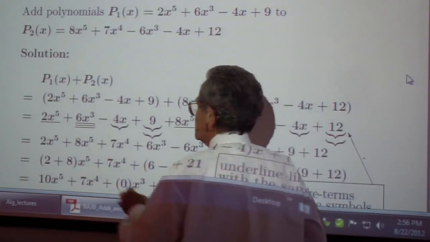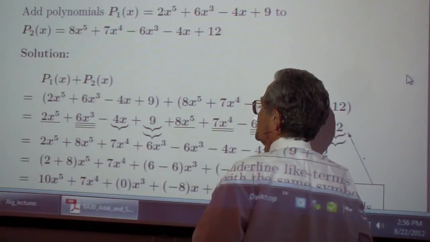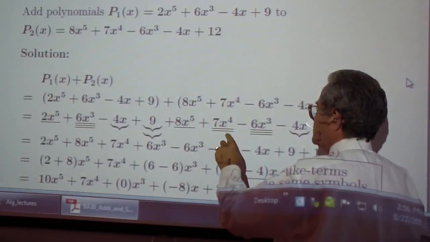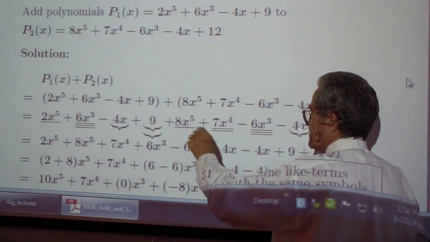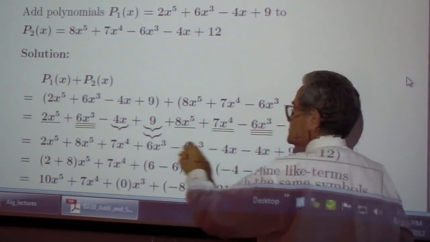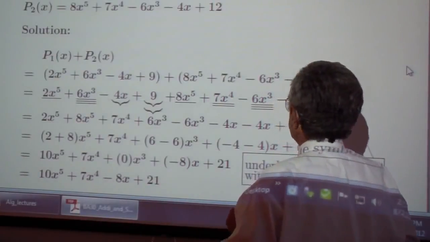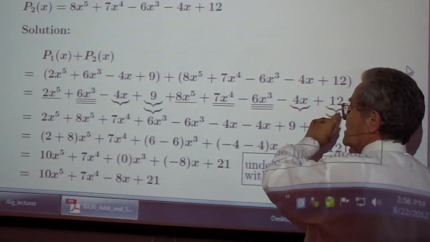We underline x to the 5 here and x to the 5 here with the same symbol. We underline x to the 4 with the same symbol but different from the previous one. That's the only term. And then we work with the x cubes and we have the same symbol under those two. And finally the x's and then the constants.